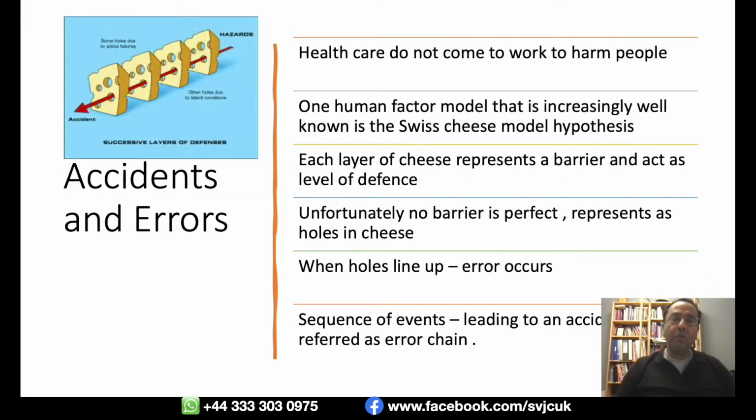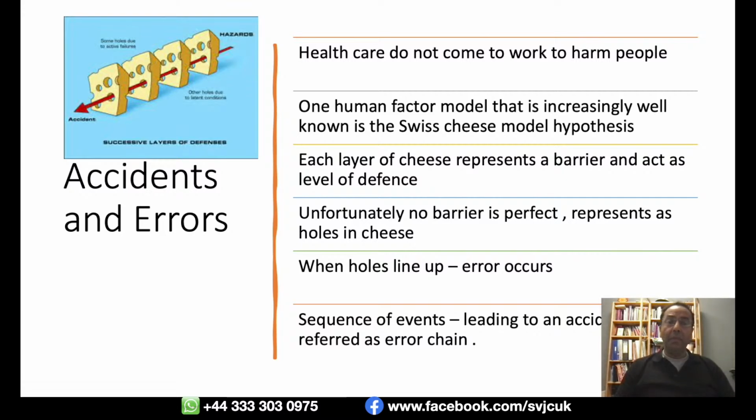So we all go to hospital, and we don't really come to hospital to harm any patients. One of the human factor models, which is increasingly well known, is the Swiss cheese model, and that was described by James Reason. Each layer of cheese, if you look at that picture, represents a barrier and it acts as a level of defense.